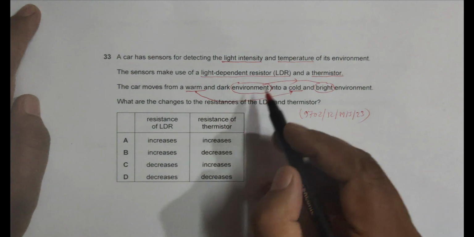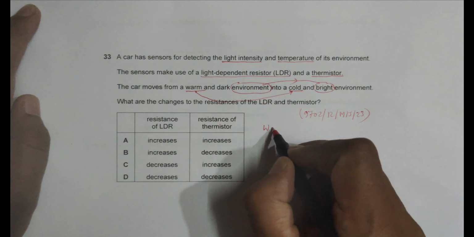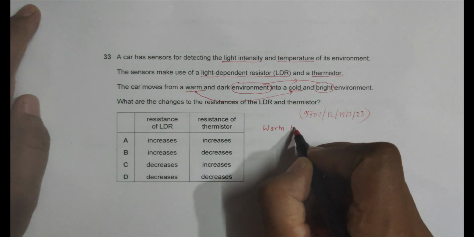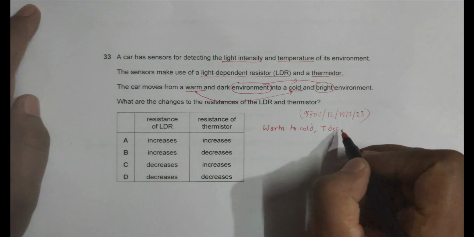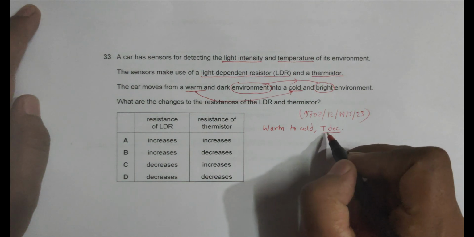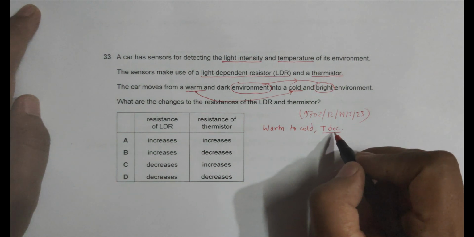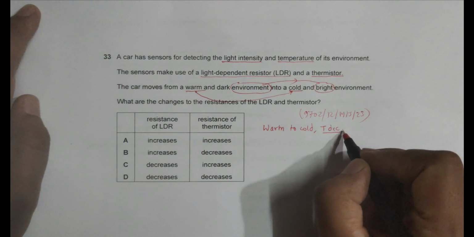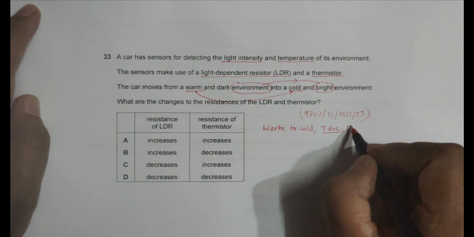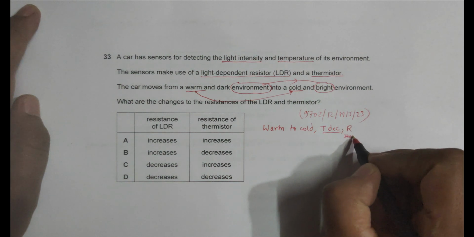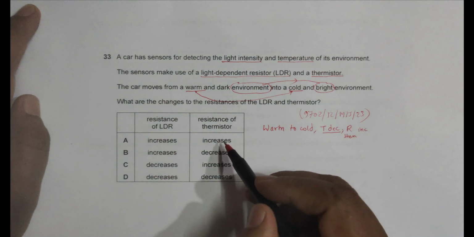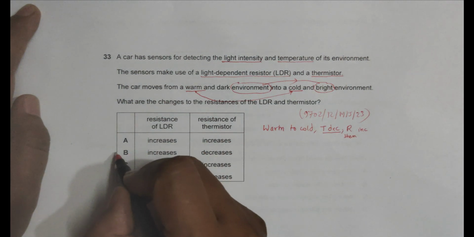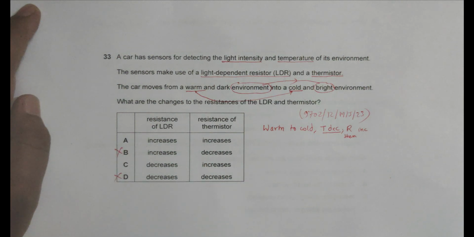So what it says is, first it is from warm to cold. So that means the temperature decreases. So if T decreases, then the temperature of the thermistor, which measures it, the resistance of the thermistor should increase. So this means R of the thermistor should increase. So we have got choice number A and C valid, but B and D they disqualify.